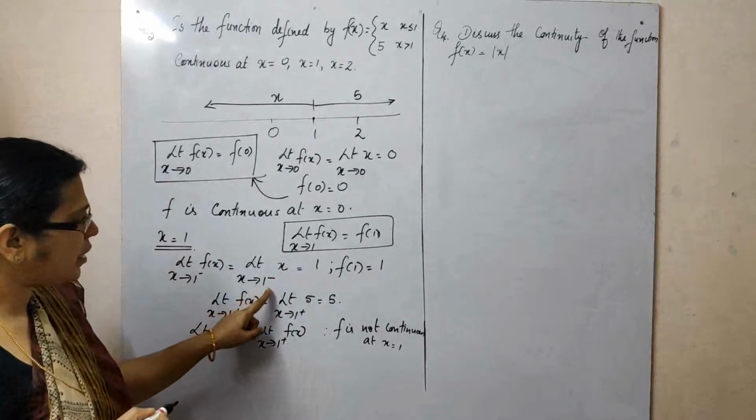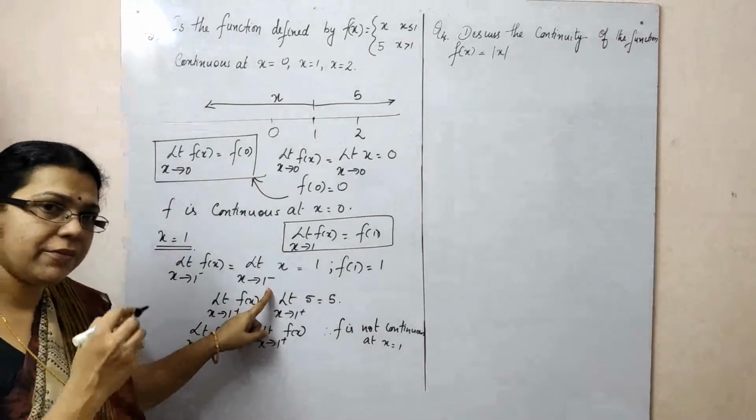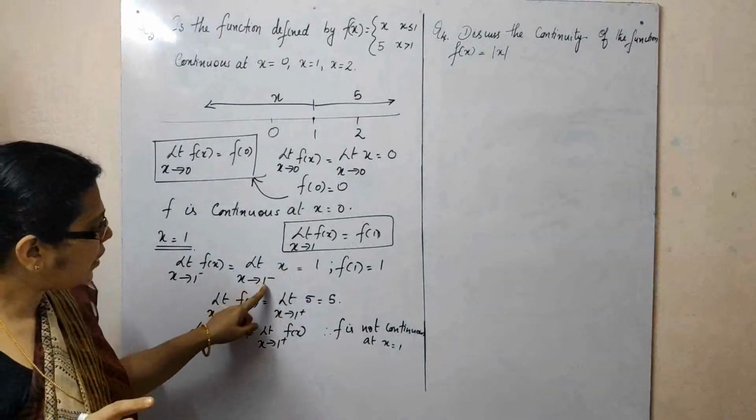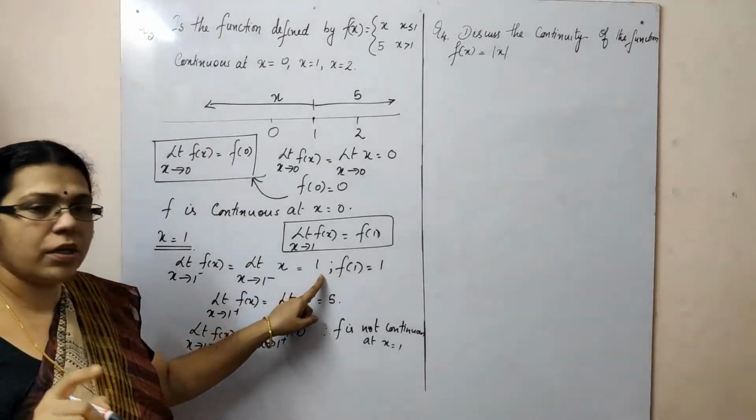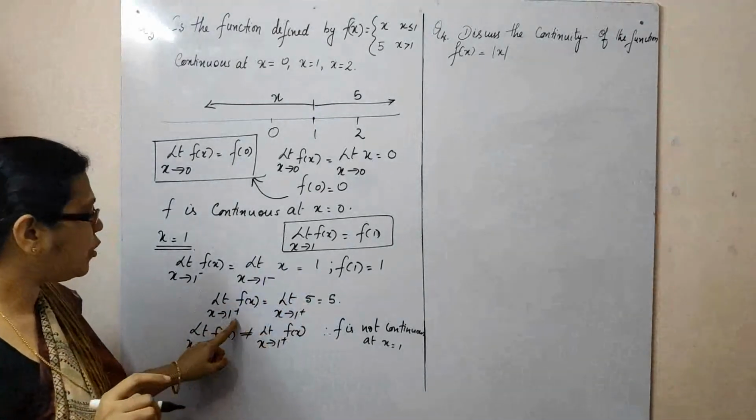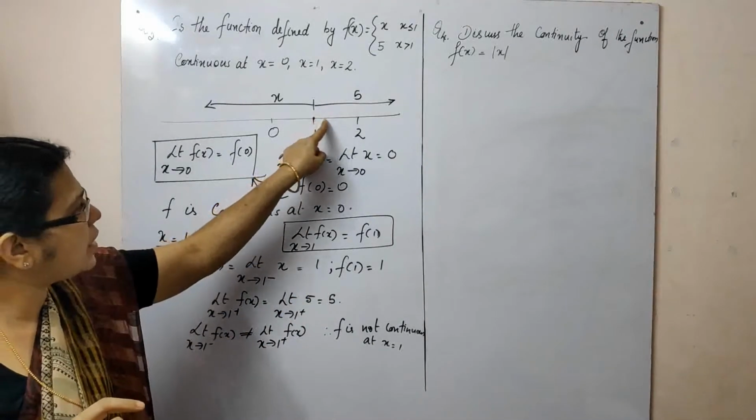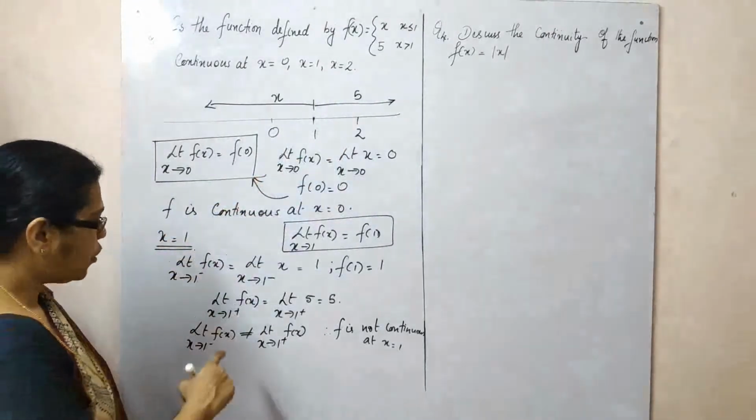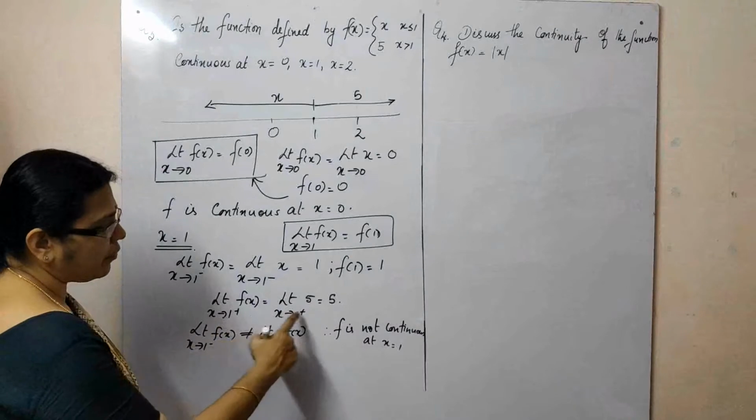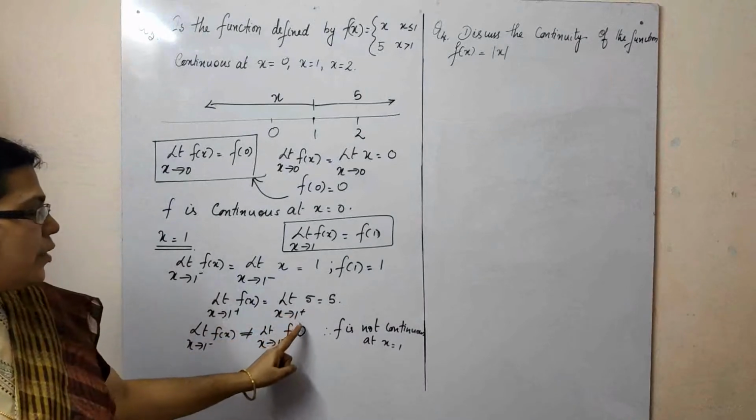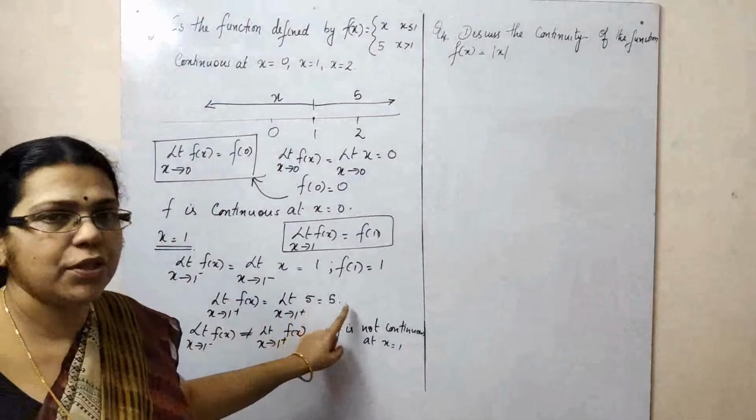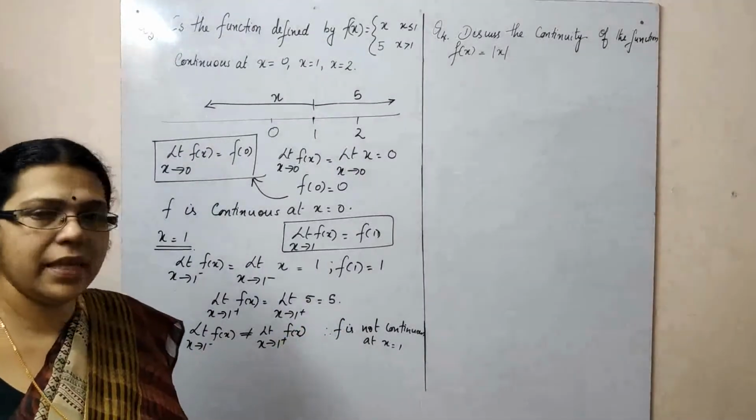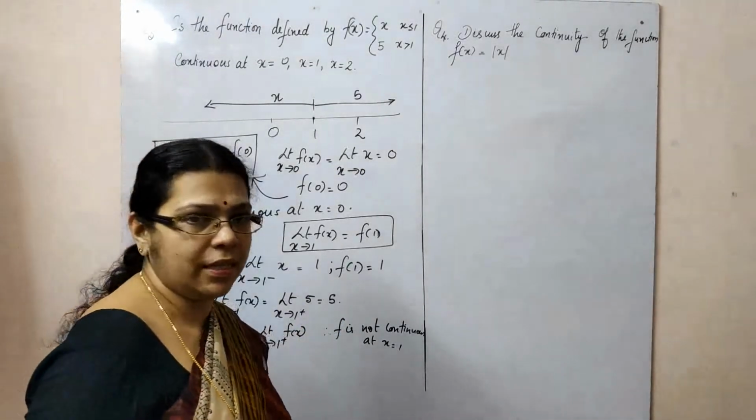As x tends to 1 minus from the left hand side, the f of x value is x. So as x tends to 1, this x becomes 1. Now the limit as x tends to 1 plus, that is, more than 1, what is the function's value? 5. So the limit as x tends to 1 plus of f of x is the limit of 5, which is again 5. Okay, so now we see that these are not the same. So the function is discontinuous.